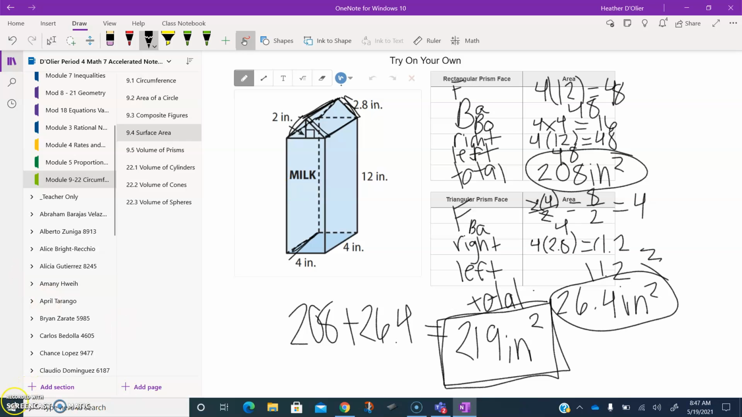Okay, remember, if I made any mistakes in here, let me know. I just kind of did it quickly and tried to get as much in there as possible.